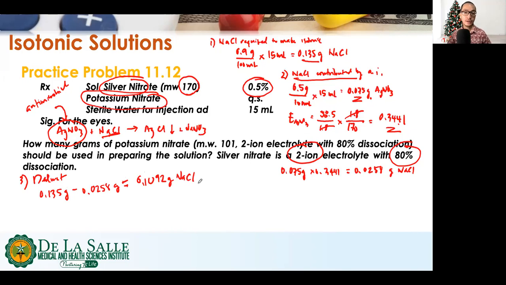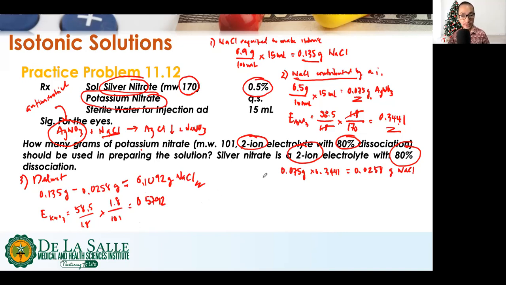Now, because we will not be using sodium chloride as a tonicity adjusting agent, we will still need to convert this to potassium nitrate. To convert that to potassium nitrate, we need to know the E value of potassium nitrate. So the E value of potassium nitrate is equal to 58.5 divided by 1.8 times the I. The I of potassium nitrate is also 1.8. It is a 2-ion electrolyte, 80% dissociation. 1.8 divided by 101. So this will be equal to 0.5792. So that's the E value of potassium nitrate.